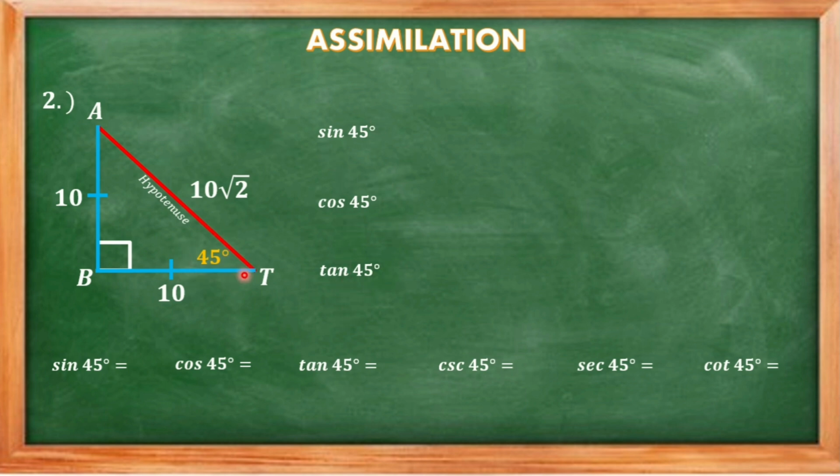Okay, so since 45 degrees yung reference angle natin, so yung side na kaharap niya, ito yung opposite. Yung side na katabi niya, ito yung adjacent. And of course, ito yung hypotenuse natin. So using the SOH-CAH-TOA, ang sine 45 natin is opposite over hypotenuse, which is 10 over 10 times the square root of 2. So, pwede na natin i-cancel yung dalawang 10 na yan. So, ang matitira na lang sa taas ay 1. Tapos sa baba naman ay 1 times the square root of 2 is 1 times the square root of 2.